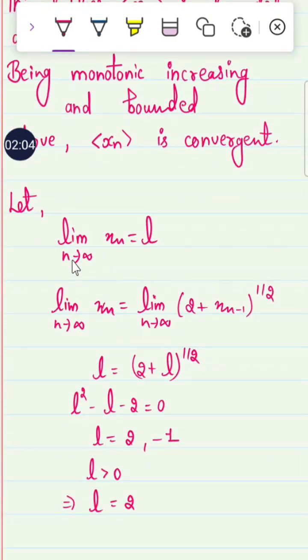So take the limit of n tending to infinity of xn is equal to L. We are given xn equal to (2 plus xn minus 1) whole to the power 1 by 2, and this equals the limit of xn. So putting the value of the limit of xn as L, L is equal to (2 plus L) whole to the power 1 by 2. Taking the square on both sides, L square minus L minus 2 is equal to 0. This gives L is equal to 2, minus 1. As we know the limit is positive here, L is equal to 2 is the limit.